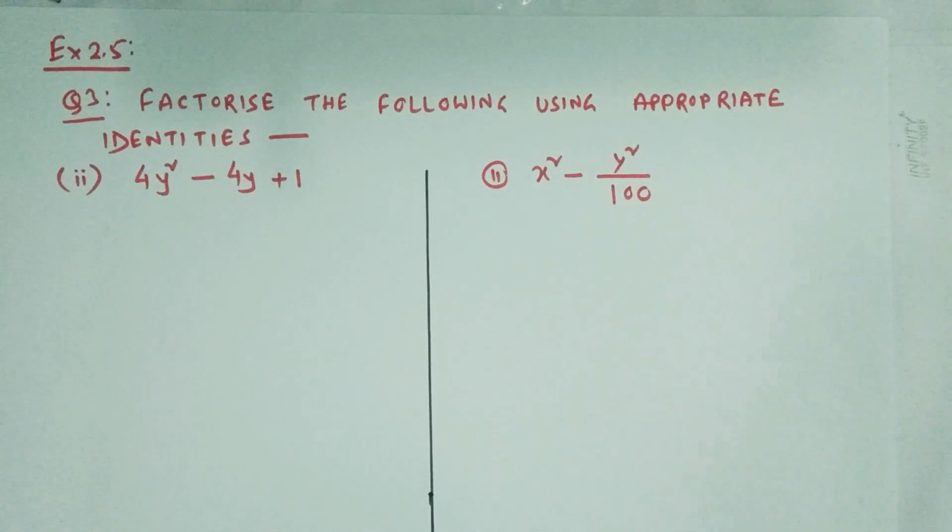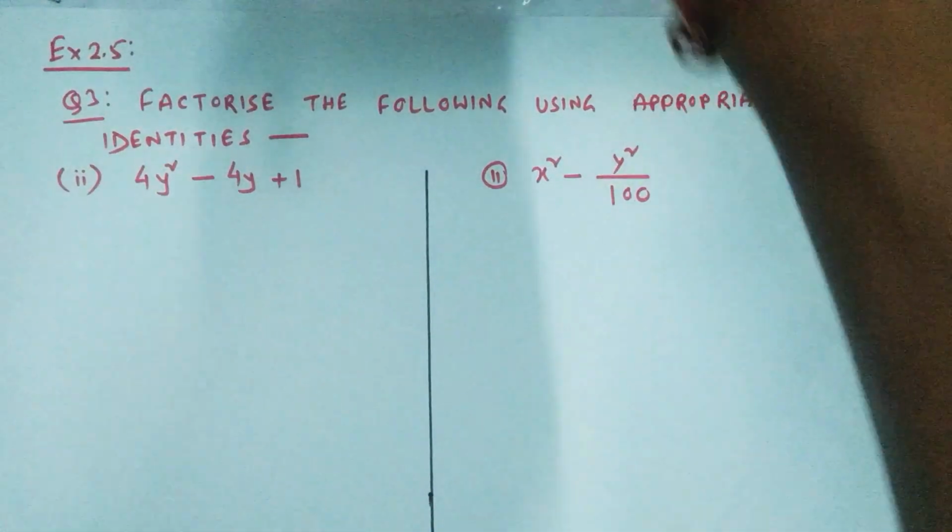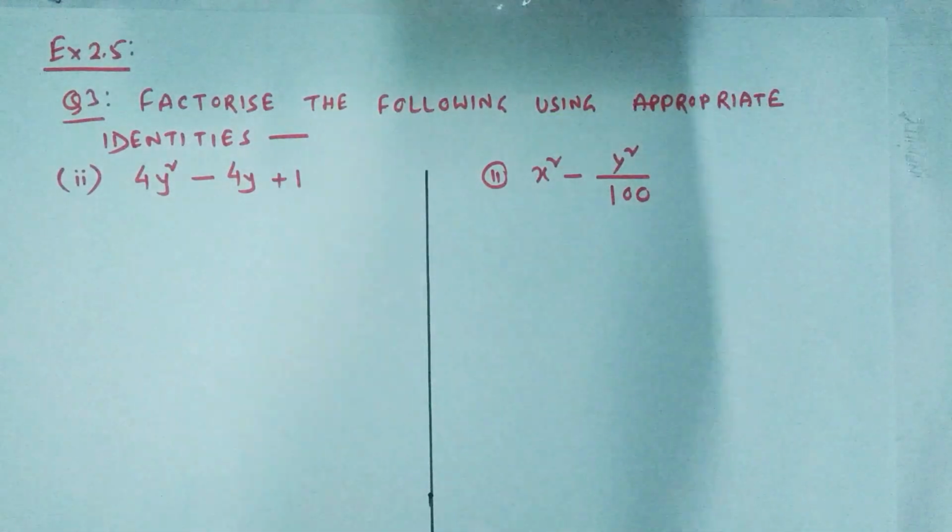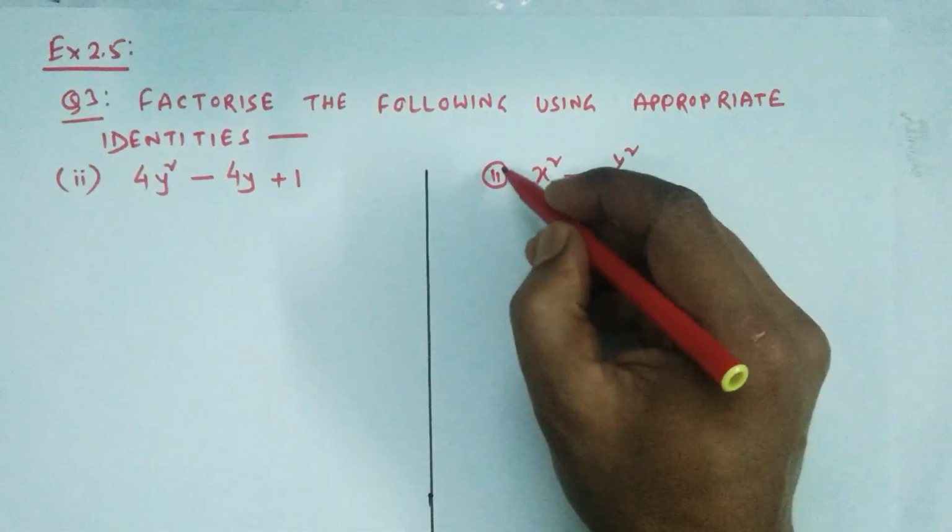Question number 3, exercise 2.5, and the question is: factorize the following using appropriate identity. So again we need to use identity to factorize this time. This is question number 2. I'm taking questions 2 and 3 to solve, and another one you'll do yourself.